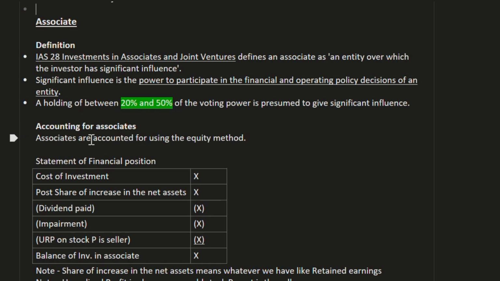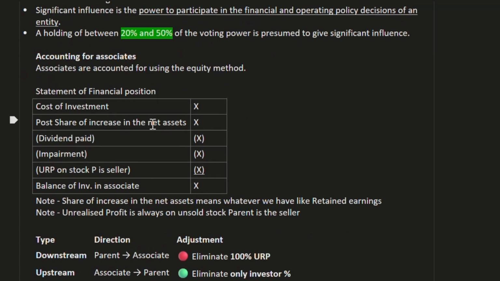Accounting for associate. Associates are accounted for using the equity method. In the statement of financial position, we have the cost of investment, plus post-acquisition share of increase in the net assets. Dividend paid we subtract, impairment we subtract, and unrealized profit on unsold stock where the parent is the seller. Parent is seller means here the associate is the seller. We need to subtract this, and the balance of investment in associate will be the carrying value.